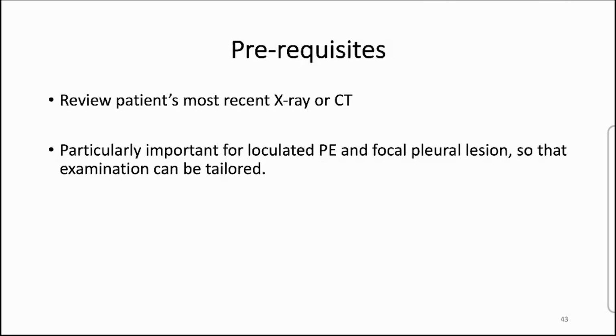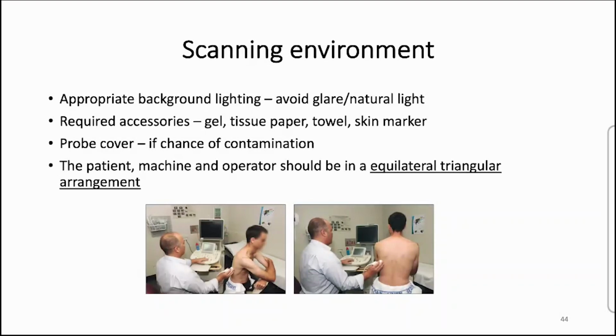The scanning environment is very important because you have to use the appropriate background and lighting. If there is any light, like fluorescent light or natural light, it should be covered with a curtain, and switch off all the lights. The accessories should be kept in hand, like the gel, tissue paper, towel, and a skin marker. Equilateral triangle arrangement: just have a look at this picture. This is the sonologist, this is the machine, and this is the patient. So this is an equilateral triangle. This is very good ergonomically, and it is very good for examining the patient and also seeing the monitor.